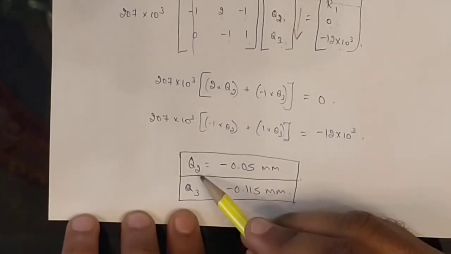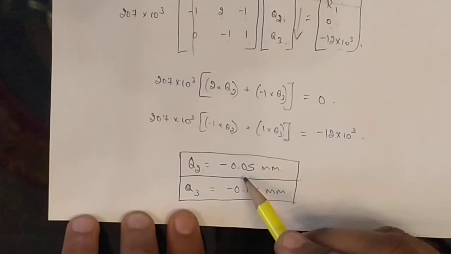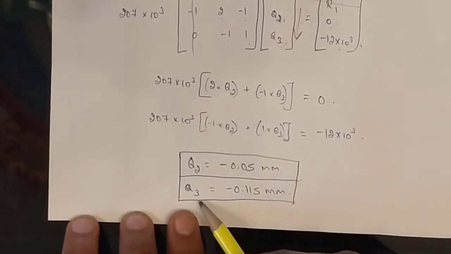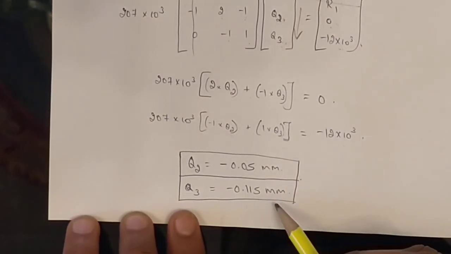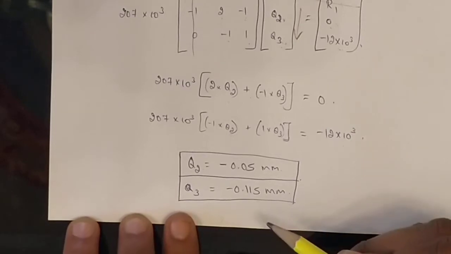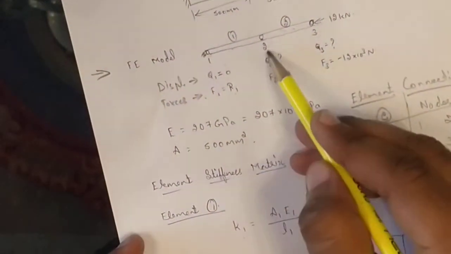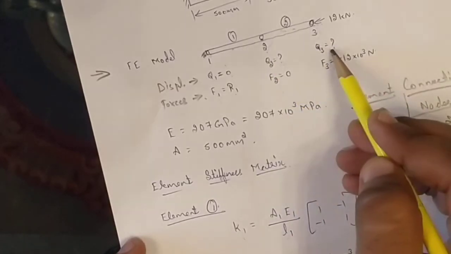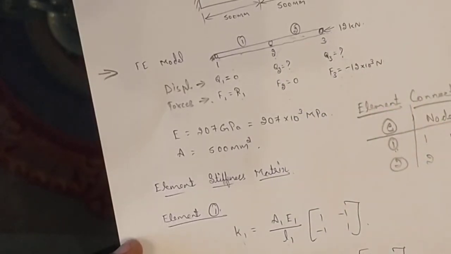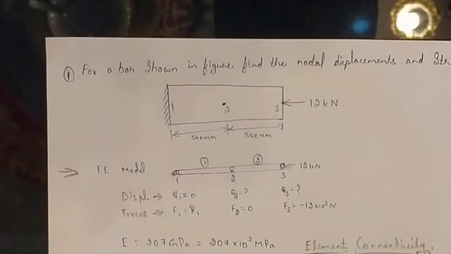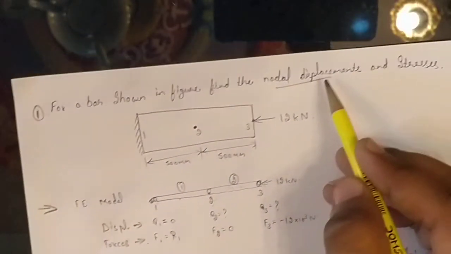You will get Q2 and Q3 in your calculator. Q2 is equal to minus 0.05 mm and Q3 is minus 0.115 mm, which are the nodal displacements at nodes 2 and 3. So this unknown we have found out. Is that right? So what else has he asked in the question? First is the nodal displacement, which we have found out.